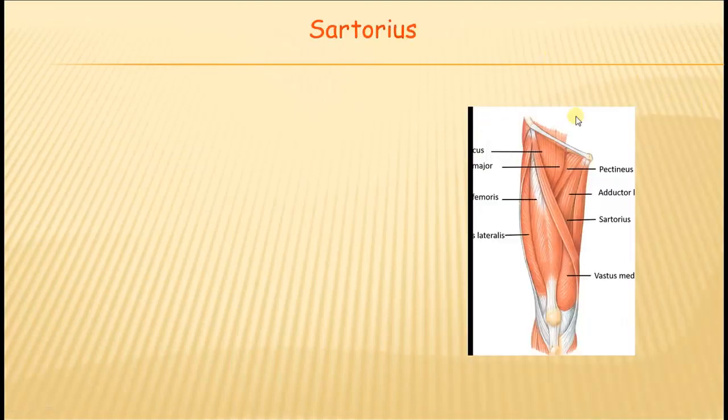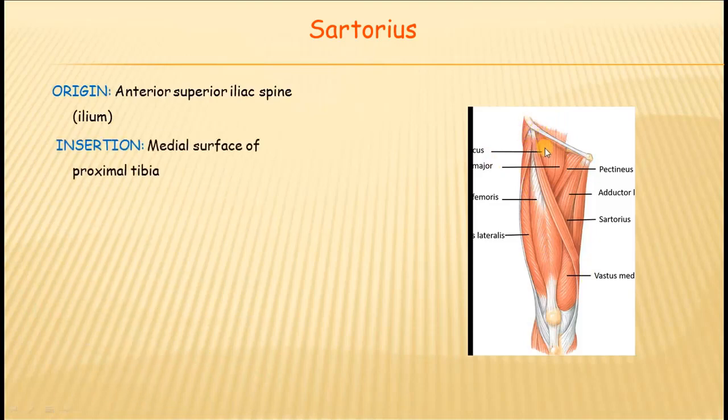The first is the sartorius muscle. It is the longest muscle in our body, almost 45 centimeters in length. Your femur is of the same length, and it is the longest bone in our body. The sartorius arises from the anterior superior iliac spine and the area below it, and is inserted into the medial surface of the upper part of the tibia, in front of semitendinosus and gracilis. It is a part of the pes anserinus, which means crow's foot. The main nerve supply is the femoral nerve, from its anterior division.